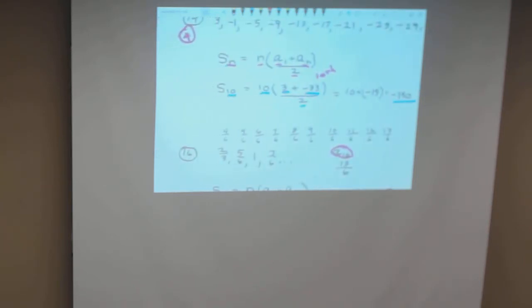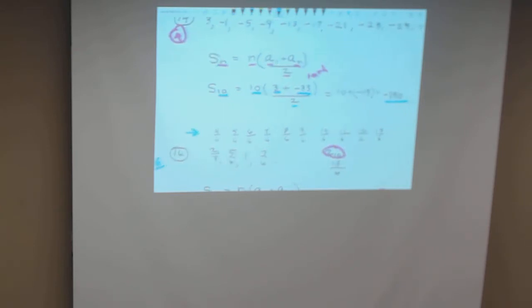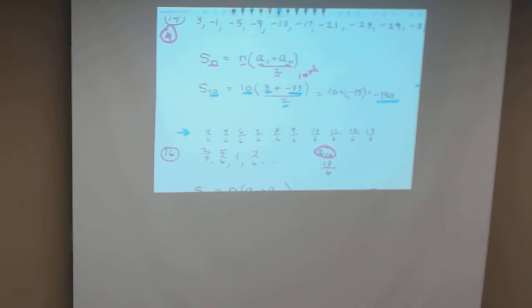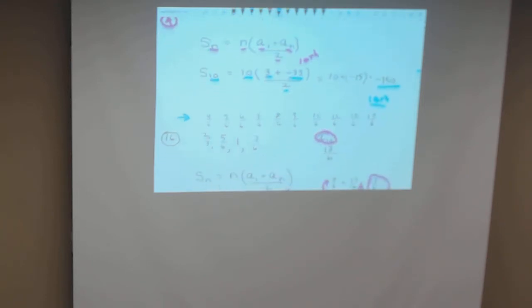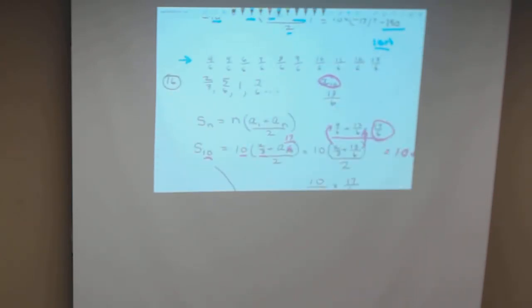Number 16, which was number 6? 2/3, 5/6, 1, and remember what I did with that one is I just changed them all to sixths. 1, 2, 3, 4, 5, 6, 7, 8, 9, 10. There's the 10th term. So the formula would say S sub 10 is 10 times the first term, 2/3, or 4/6, either one, times the 10th term, which is 13/6, divided by 2.